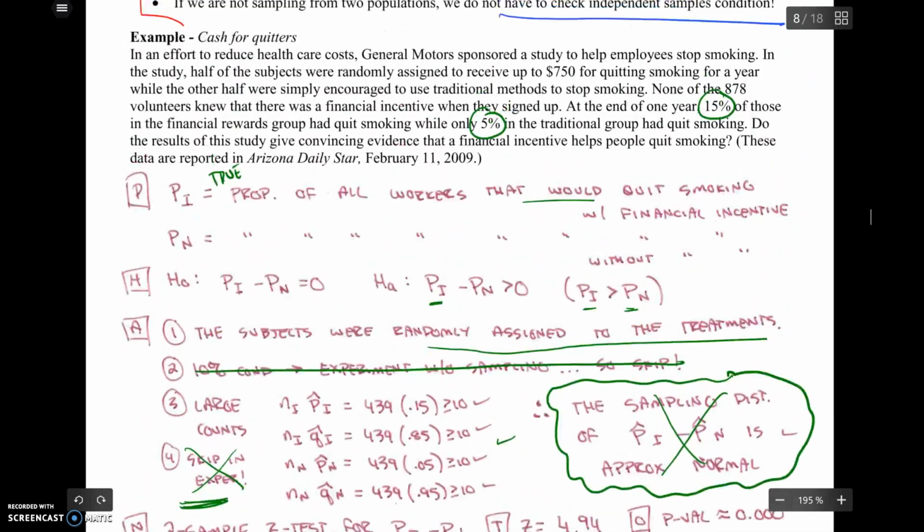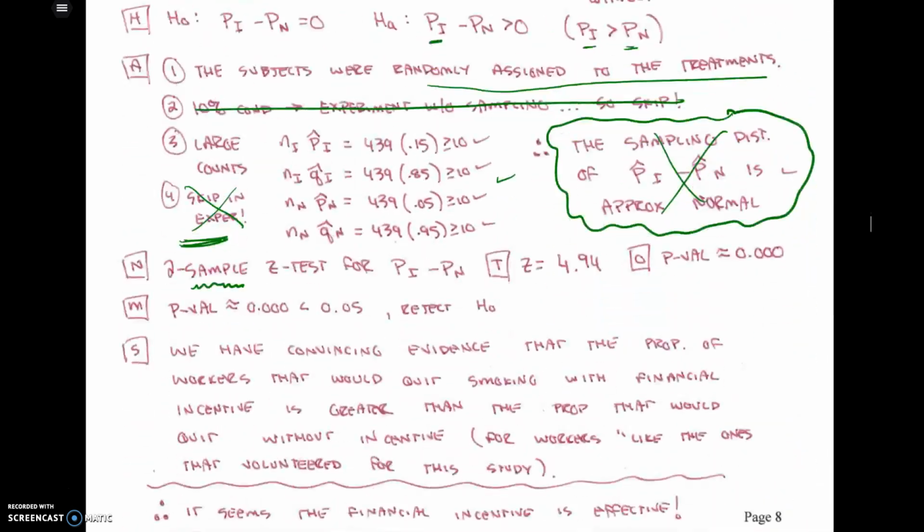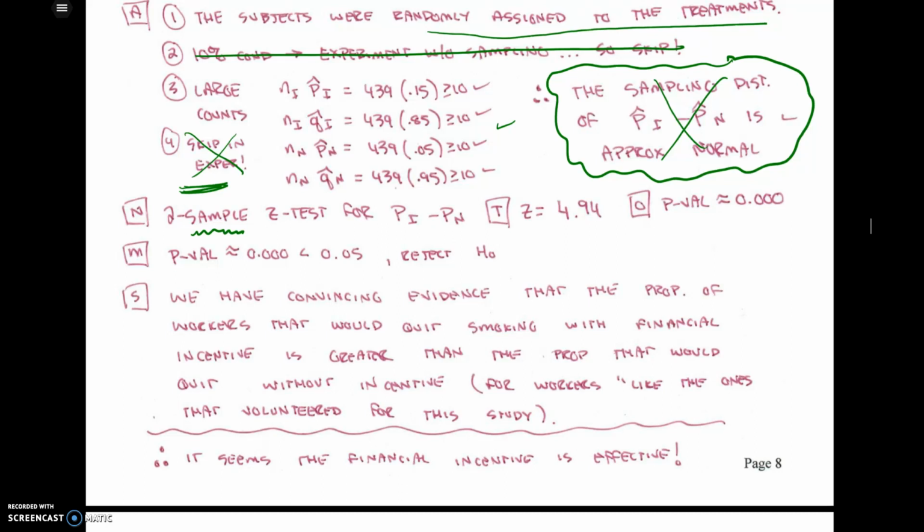You want me to put this in the calculator so you can see it again? I did it on the last example. I'm not going to. It becomes so trivial. You just plug it into the calculator and it spits out what you need. We're really kind of assessing you on all this other stuff. So the test statistic was 4.94. The p-value was really small, 0.000. I don't know what else.